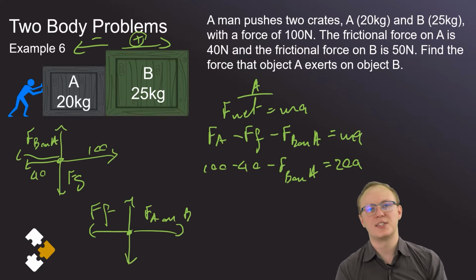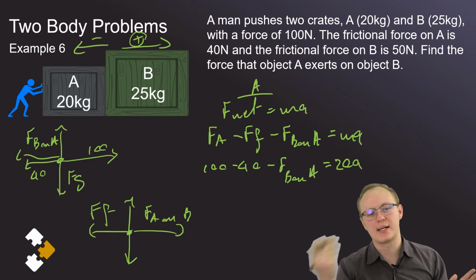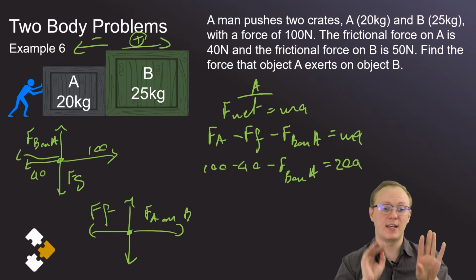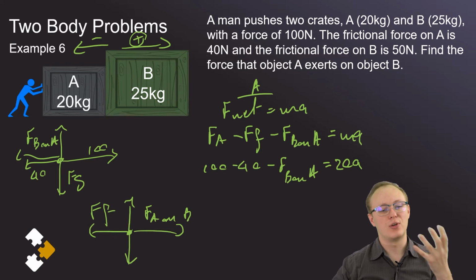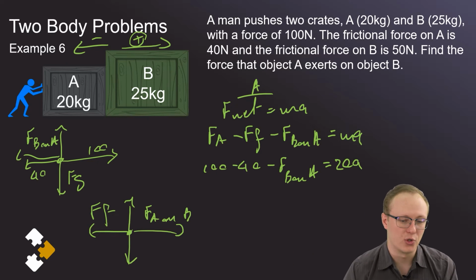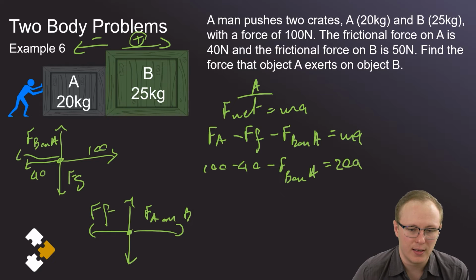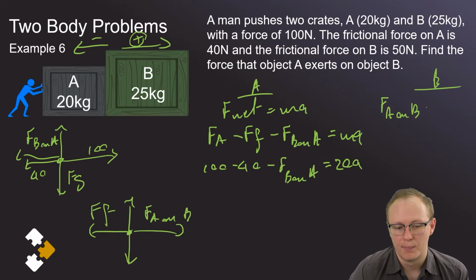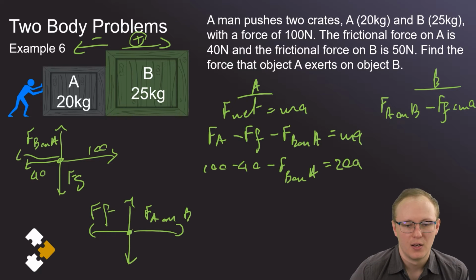Now note, we're not going to say that the man's applied force is acting on B, because the man's not pushing on B, he's pushing on A, right? So that F of A on B is, in a way, going to include the force of the man pushing on A. So here for B, the F net, we're interested in the horizontal bits, and again, because of consistency, rightwards has to be positive. So that's going to be F A on B minus the friction, which is equal to the MA, right?